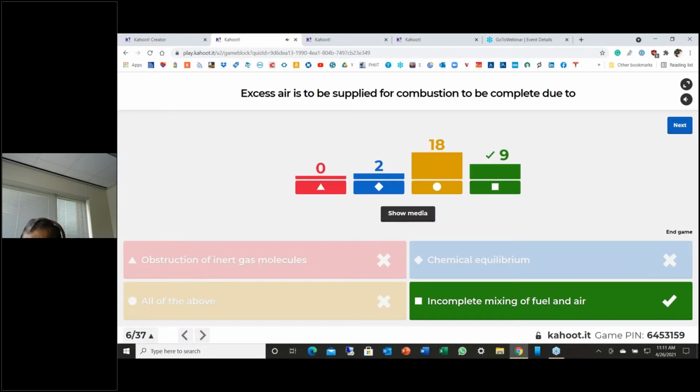Incomplete mixing of fuel and air is the correct answer. That is why we supply excess air so that all the fuel can burn in the given amount of time. So the other choice would be providing excess fuel and consuming all the air, but that will not be a good efficient choice.